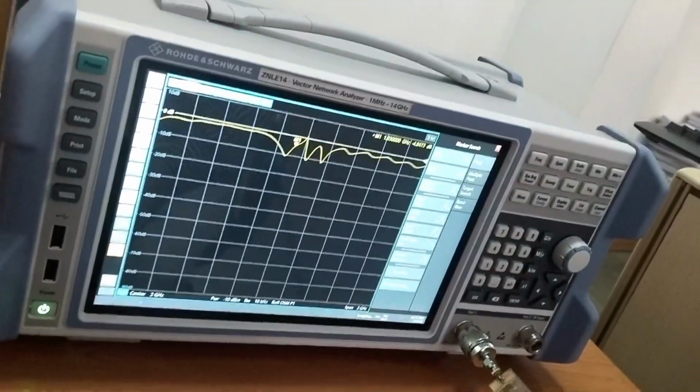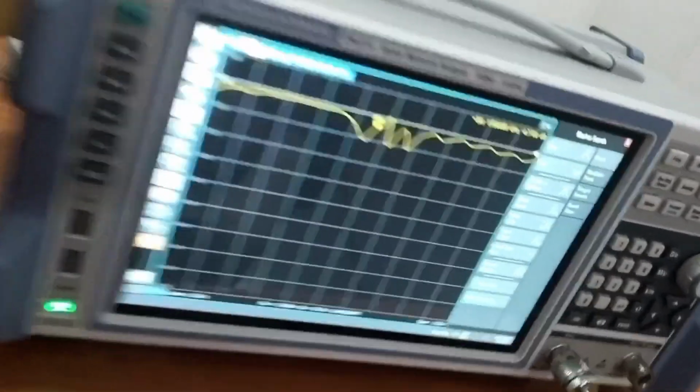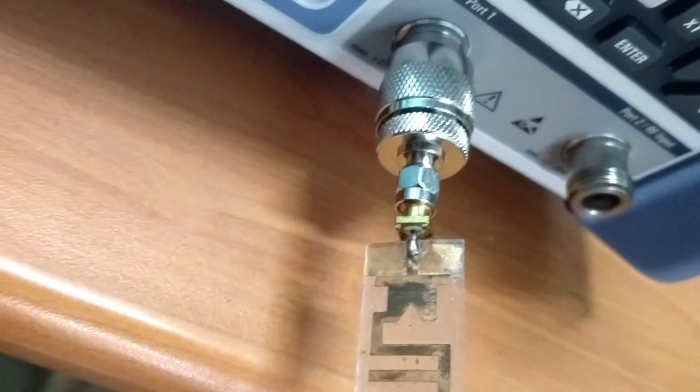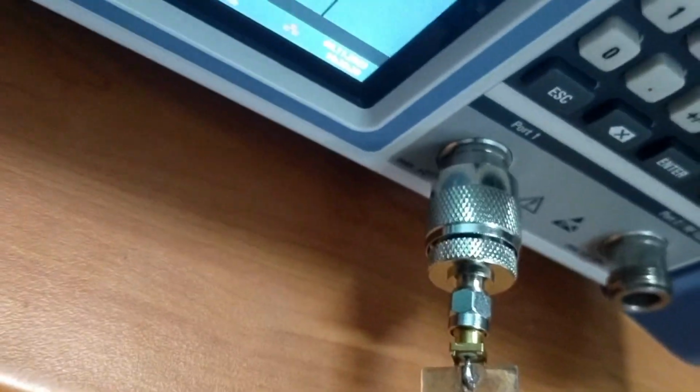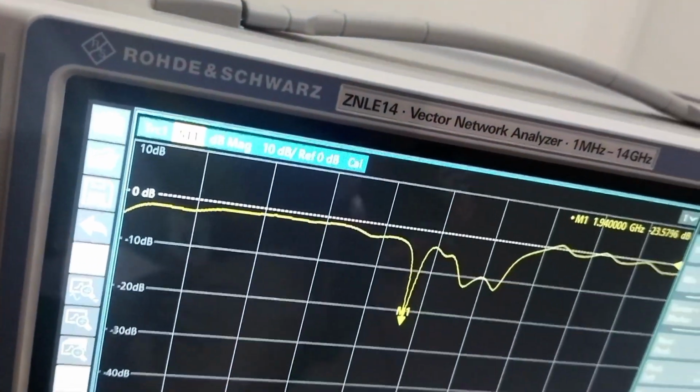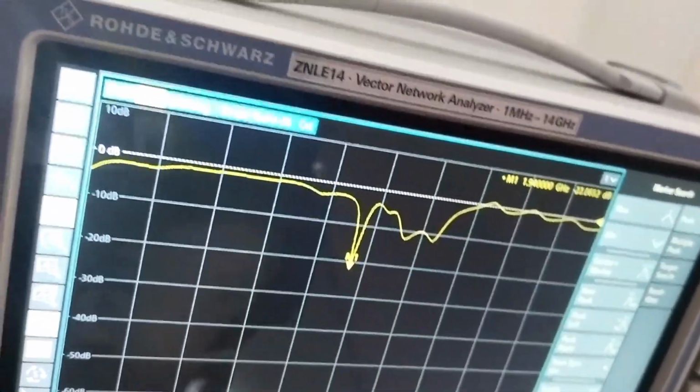This is for the measurement of return loss. The simulated return loss was around minus 40 dB at 2.45 gigahertz. So the antenna has been fixed to one of these two ports, and we measured resonance at around 1.94 gigahertz. There is a little difference between the simulated one and the measured one, but both are comparable. Okay, so this is the work that we have done.